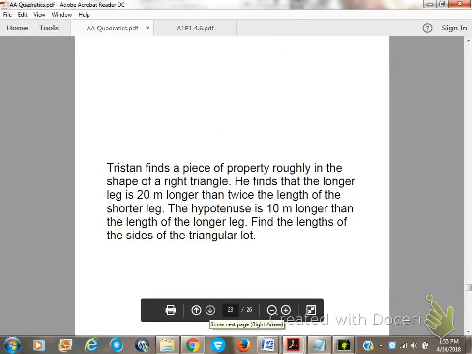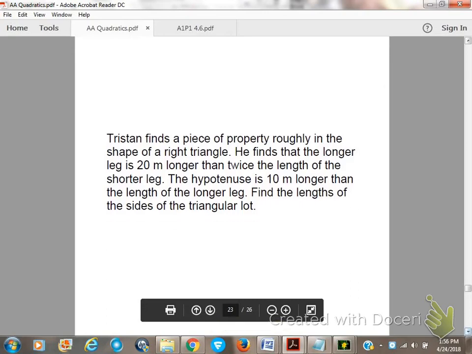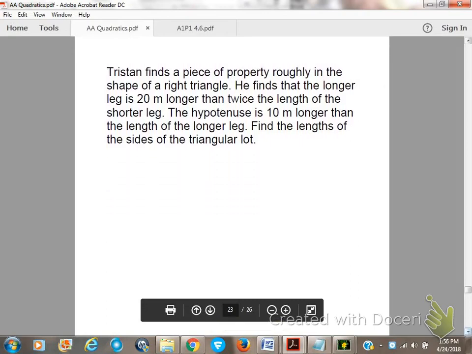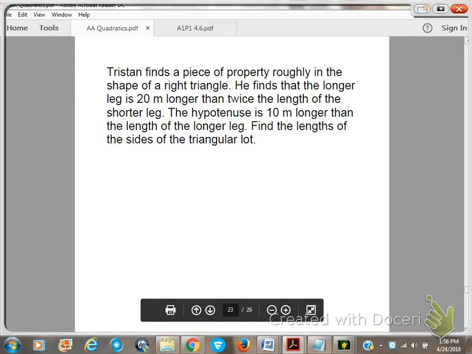Okay, so Dylan finds a piece of property roughly in the shape of a right triangle. He finds that the longer leg is 20 meters longer than twice the length of the shorter leg. The hypotenuse is 10 meters longer than the length of the longer leg. Find the lengths of the sides of the triangular lot.